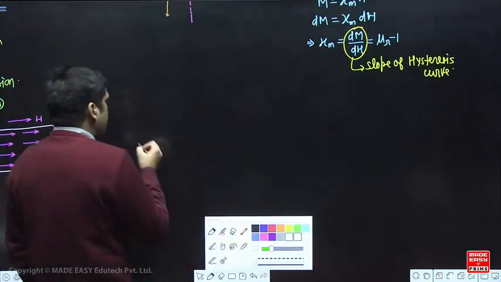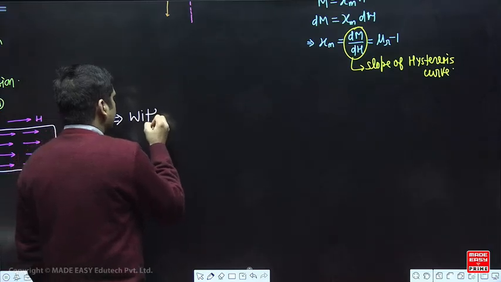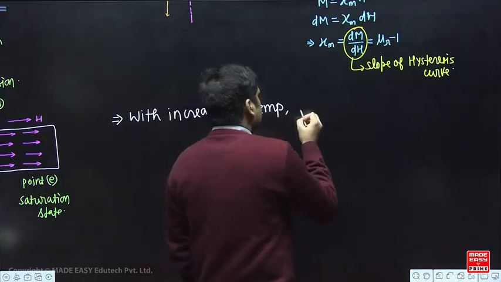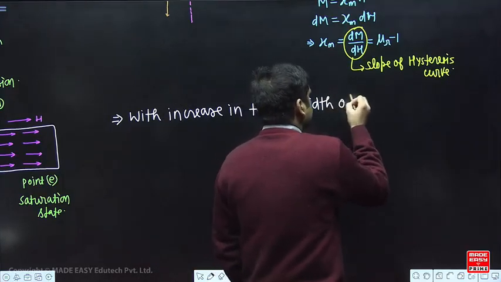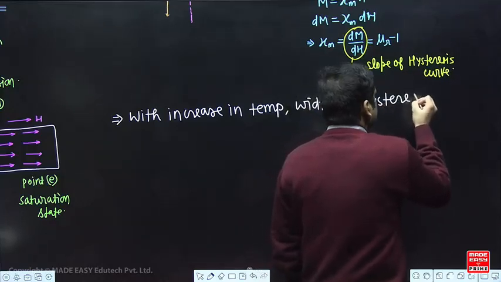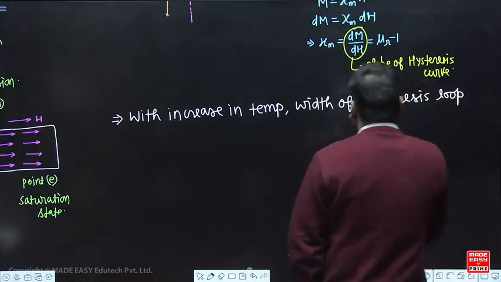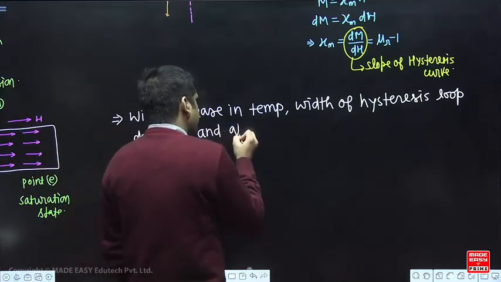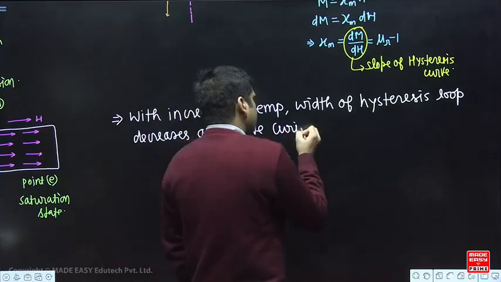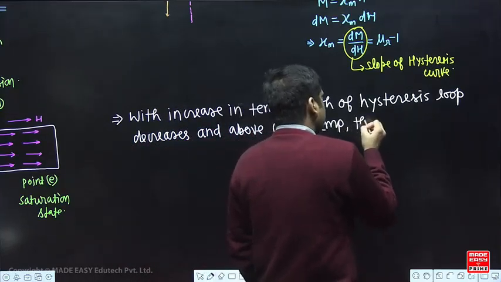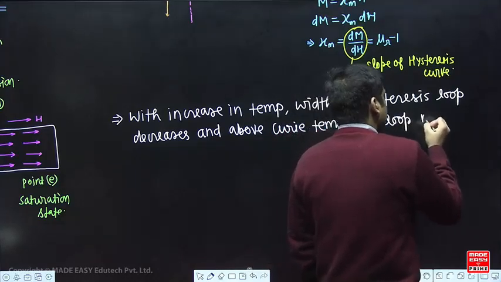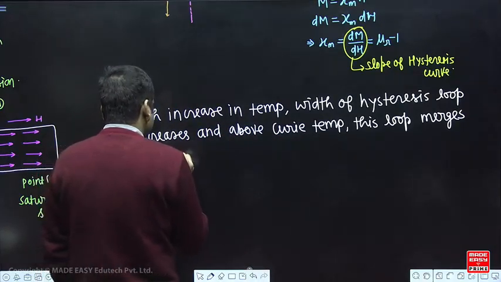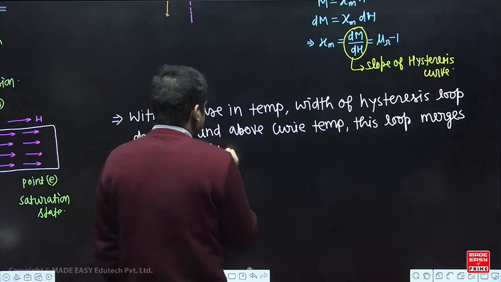So you can write: above Curie temperature, with increase in temperature, the width of the hysteresis loop decreases, and above Curie temperature, this loop merges into a straight line.